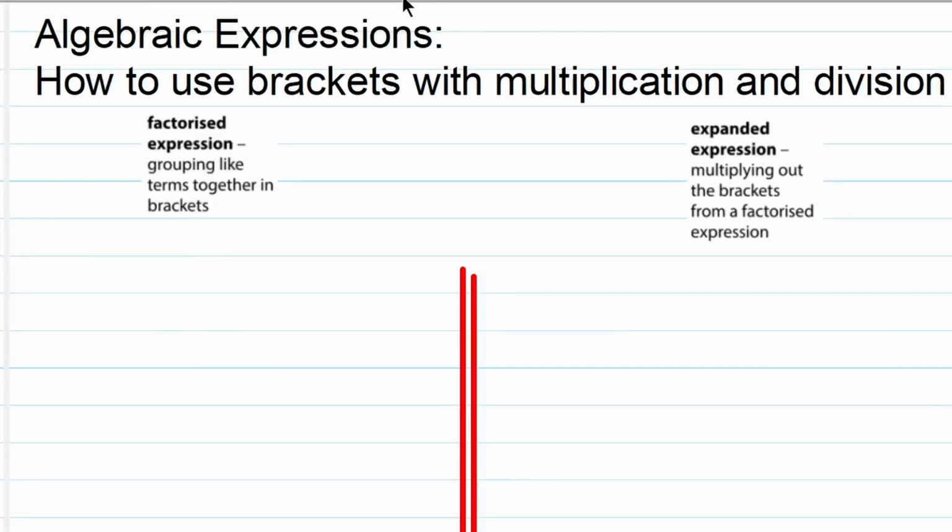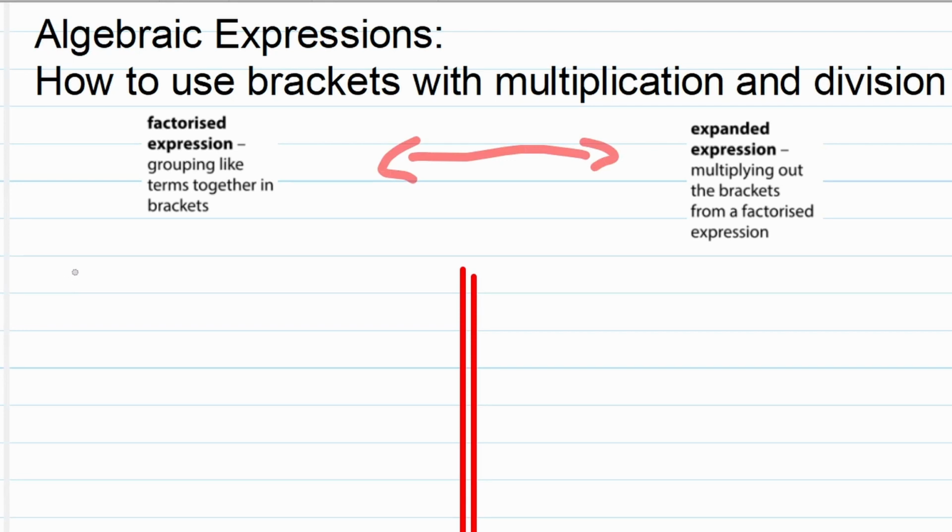Okay, then secondly, I'm going to talk about factorized expressions and expanded expressions. So a factorized expression is when we've grouped like terms together in brackets. Okay, I'll give you an example of that now. Expanded expression is almost like the opposite of this, right? So this will help you to understand that these two work in conjunction with each other. So expanded expression is multiplying out the bracket from the factorized expression. So let's look at an example.